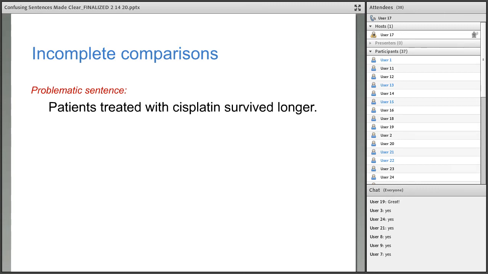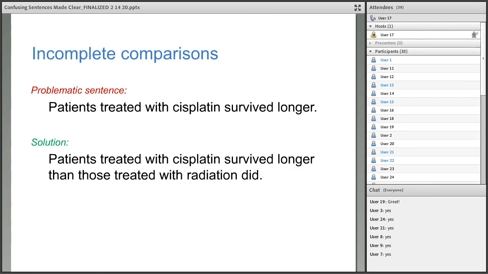Here's another example of an incomplete comparison. In the sentence, "Patients treated with cisplatin survive longer," the comparison is incomplete because it doesn't say who the patients treated with cisplatin are being compared to. This wouldn't be a problem if the text just before the sentence were to specify the comparison groups. But in this example, let's just assume that the comparison groups have not been specified.